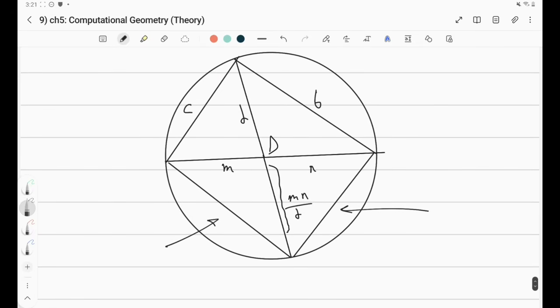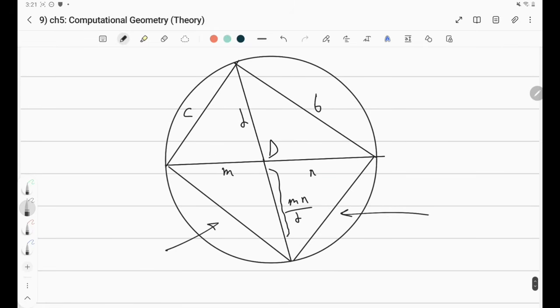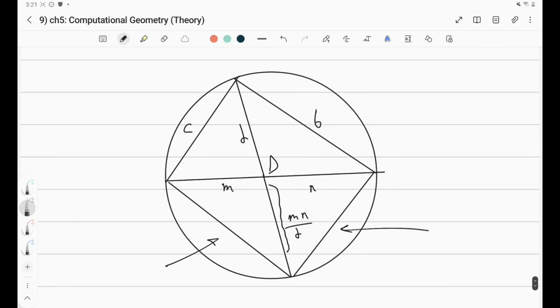You will get, after we found this using A, B, C, and D, and this one as well, and you just apply Ptolemy's theorem, you will get the relation. Okay, I'm going to leave it for you guys. But yeah, that actually finishes the theory of this lesson.